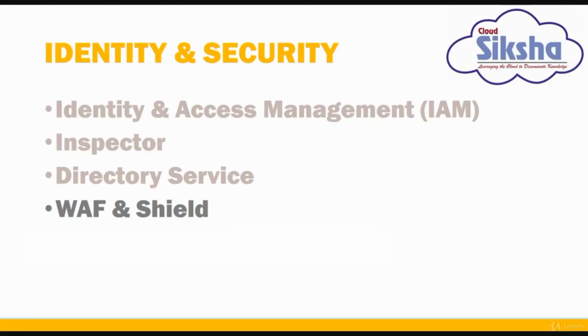AWS Shield, on the other hand, is to protect you from distributed denial of service, or DDoS. Now, DDoS is something which everybody is keen to avoid, because that's something which will sort of drain out your resources. So Shield is a managed DDoS protection service that will safeguard web applications that are running on AWS.